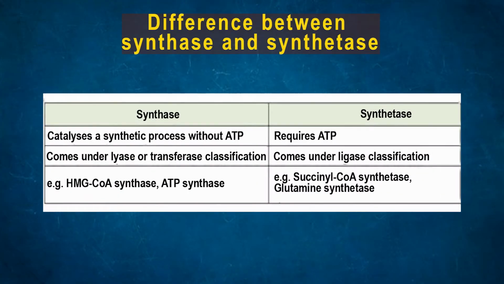Difference between synthase and synthetase. Synthase catalyzes a process without ATP and actually belongs under lyase. The examples are HMG-CoA synthase, ATP synthase. But synthetase requires ATP for its action and comes under ligase. The examples are succinyl-CoA synthetase, amino acid tRNA synthetase rather.